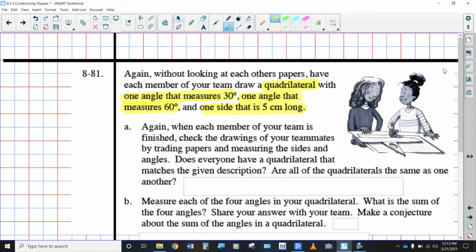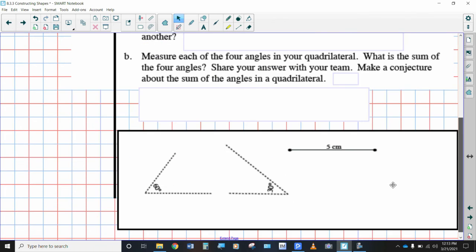All right, so let's give this one a shot. Do I have this guy locked in there? Let's lock that in. All right, so I'm going to start with my line, which is going to be 5 centimeters long. So let's go ahead and do this, 5 centimeters long. And then we need an angle that's going to be a 30-degree angle and a 60-degree angle. So I'm just going to take these guys and put them together as such. How's that work? Is that pretty good?